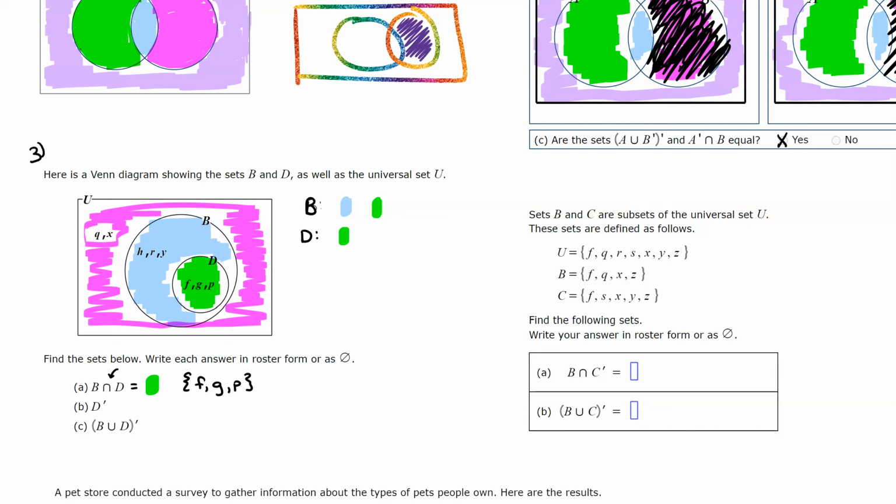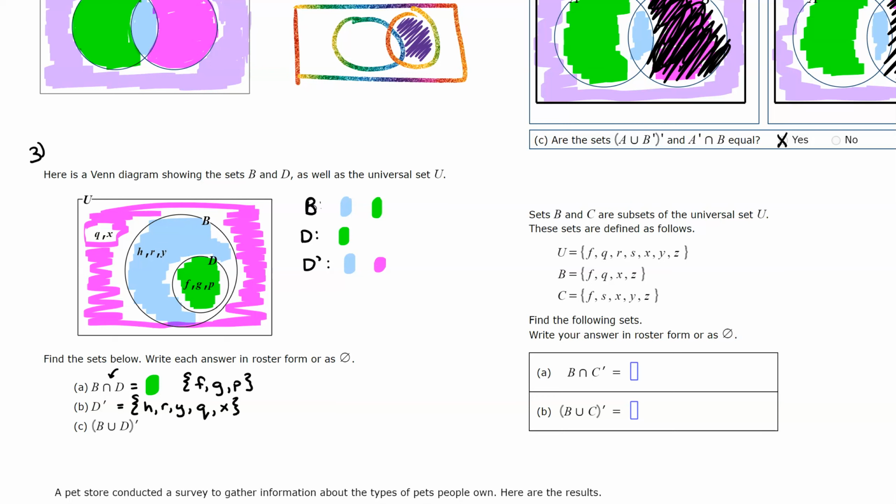Let's try D complement. So D was the green room, and the complement of D is everything outside of D. So everything that's not in the green room. So that would be the blue room and also the pink room. So D complement is blue and pink, but we have to write that as sets. So in the blue, there was H, R, and Y, and in the pink, there was Q and X.